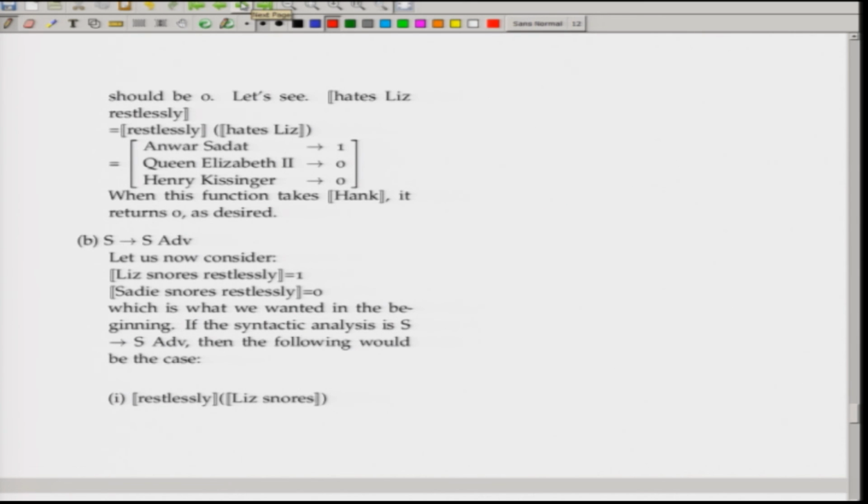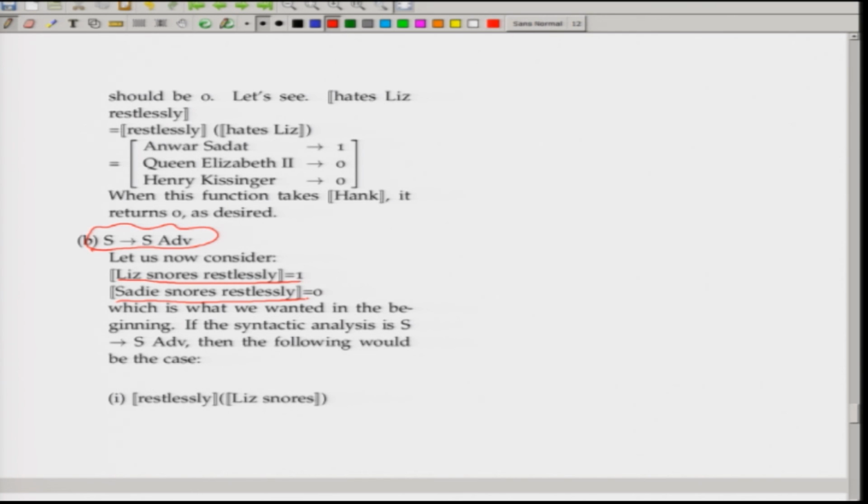But now the second part of it: why we cannot have this rule, why this rule is wrong. Syntactically speaking, it sounds okay, it is apparently fine, but still it is actually very wrong. Why? Simply because our assumptions were that Liz snores restlessly is true, but Sadie snores restlessly is not true, right. We know these 2 things. This was our assumption.